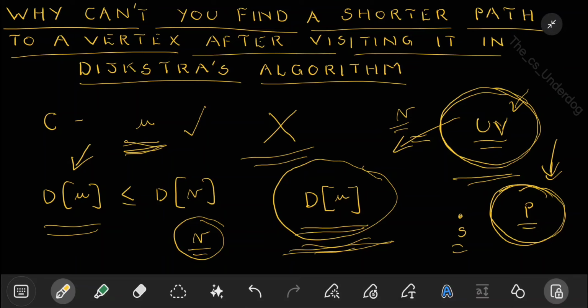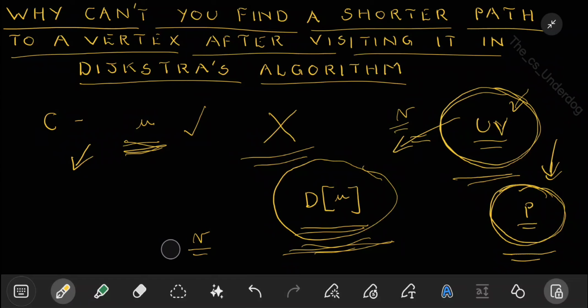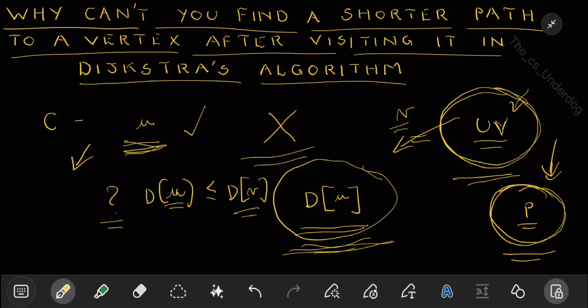But just think about it: if P really gave a smaller path, then V should have been selected before U. Why is it? Because why did you select U? This is the whole point. Why did you select U? Because U had a distance which is lesser than or equal to the distance from any other vertex among unvisited vertices. Now you are saying that there is a path which goes like this.